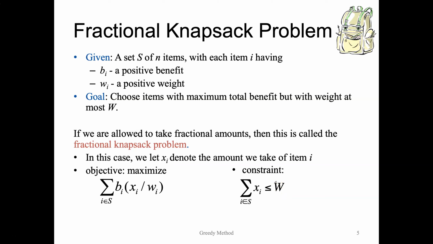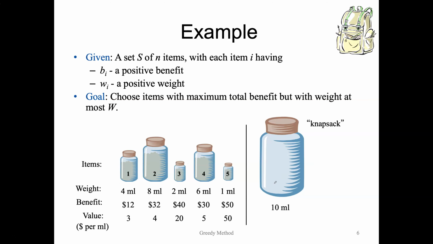Okay, so let's see an example of this before we get into exactly algorithmically how we would solve this. Let's say we had these 5 items. Each one has a weight associated with it, here shown in milliliters, and a benefit. Note that this benefit is for all of this item. So for example, all 4 milliliters of item 1 are worth $12. All 2 milliliters of item 3 are worth $40. And we only have exactly 4 milliliters of item 1 to work with. We don't have infinitely many of item 1 that we could take. We only have 4 milliliters.